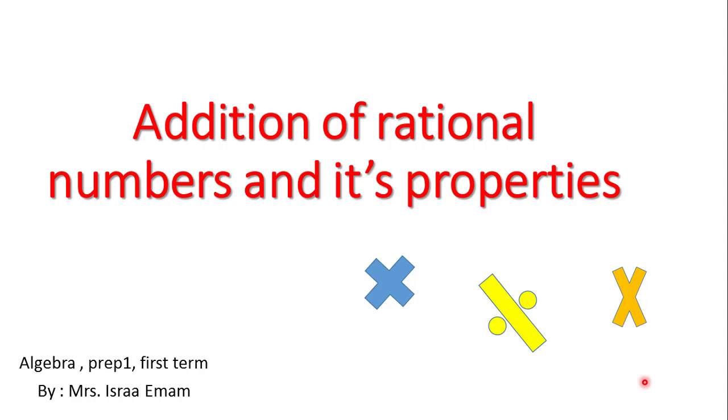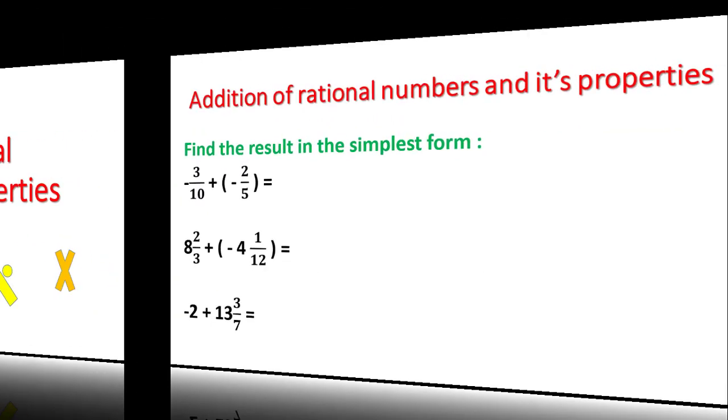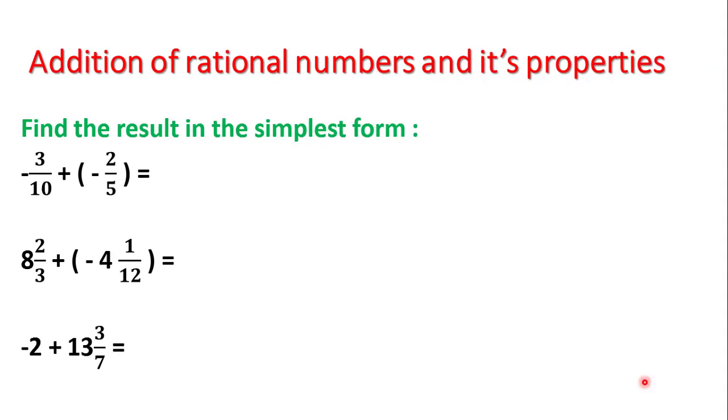Our session today is about addition of rational numbers and its properties. We said before that a rational number is a number which can be written in the form of a over b, so as a fraction. Adding rational numbers is like adding fractions. I should have the same denominator, then I can add the numerators. Let's begin with the first one.